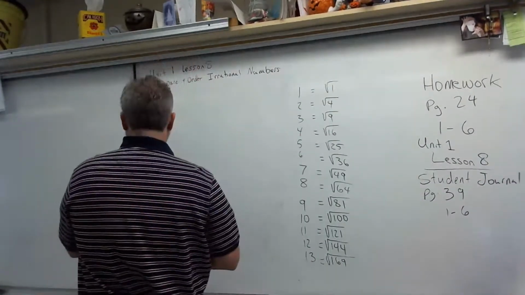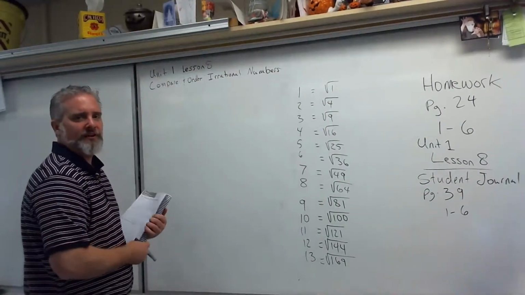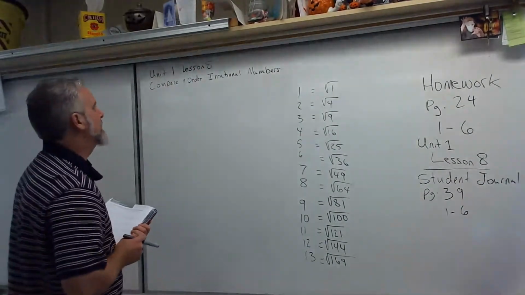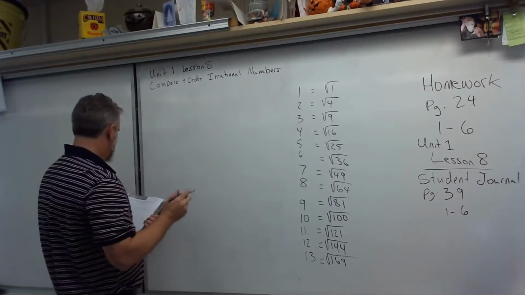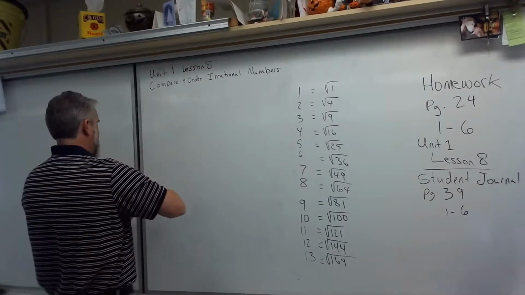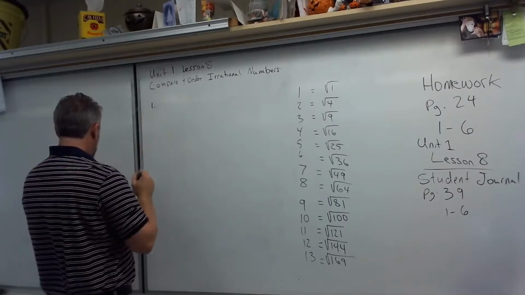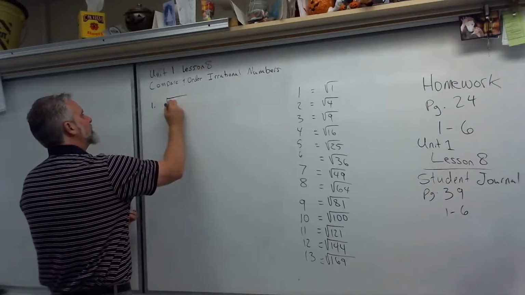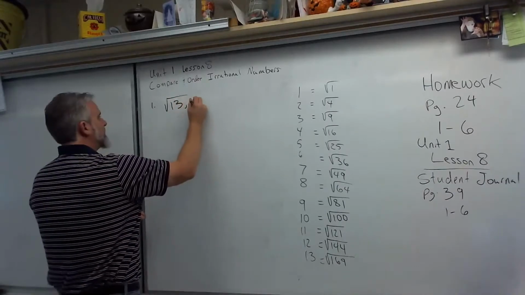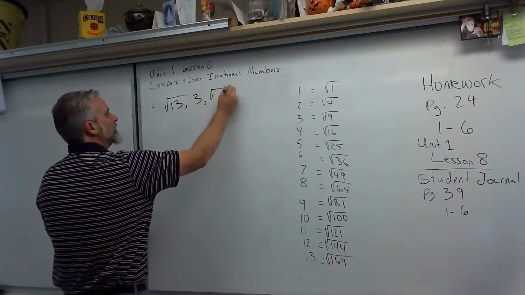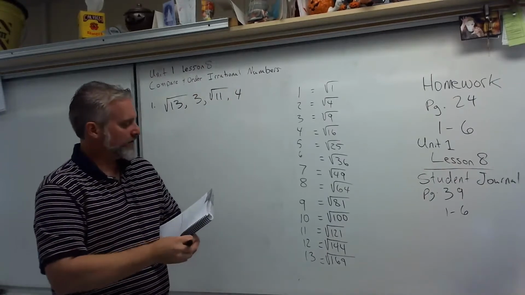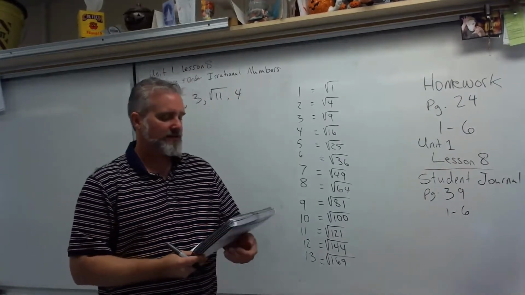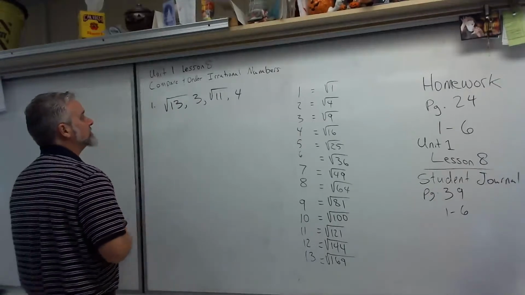Hello class. Today we're doing Unit 1, Lesson 8, Compare and Order Irrational Numbers using a number line. Problem number 1 says we have √13, 3, √11, and 4. And our instructions are: place the numbers on a number line, then compare using an inequality.